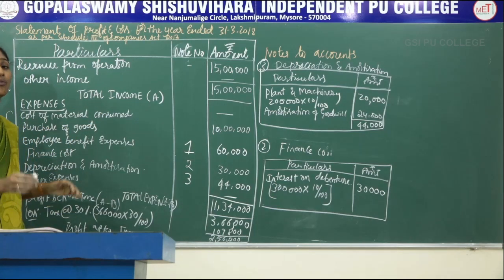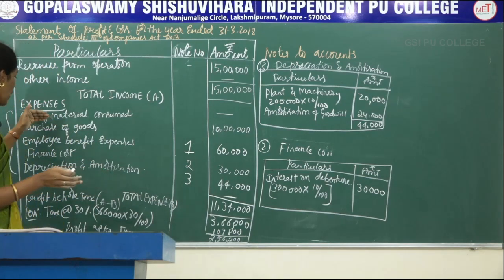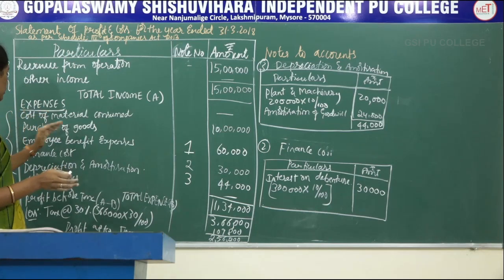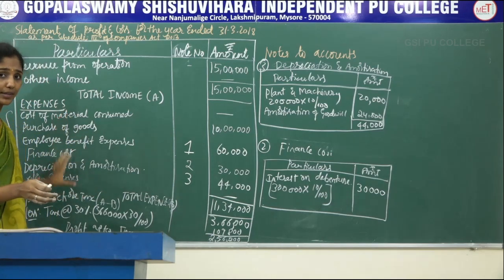Next, you have to ascertain the total expenses. So for this you have a number of expenses, that is cost of material consumed, purchase of goods, employee benefit expenses, finance cost, depreciation and amortization and other expenses. You have to budget this expenses.